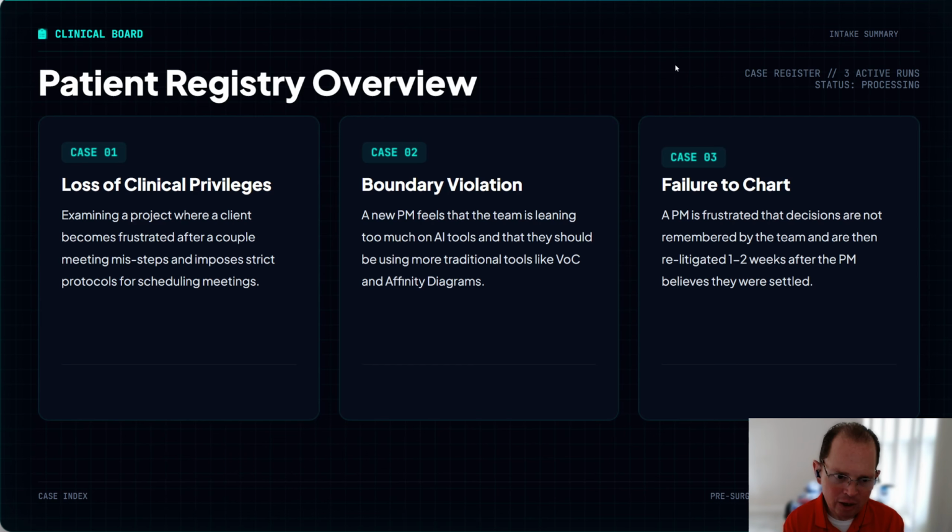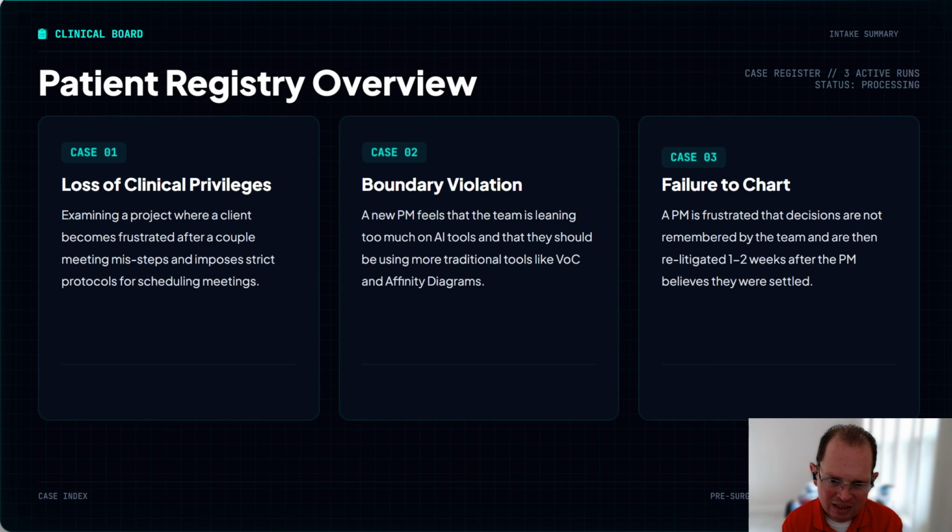Today we're going to look at 3 cases. The first one is a loss of clinical privileges. This is a project where a client becomes frustrated after some meeting mishaps, and they impose some pretty strict rules on how meetings are going to be scheduled going forward.